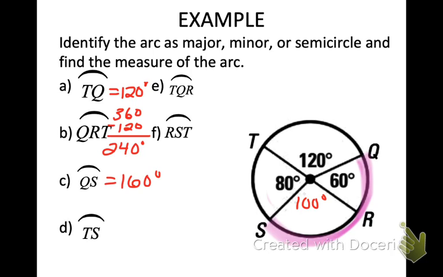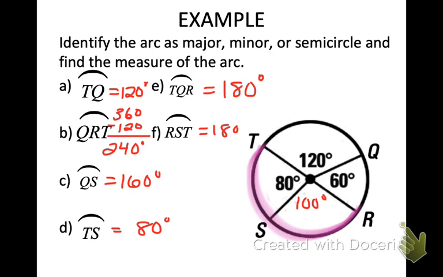Okay, T to S, what's that? 80, good. Now we have TQR, so start at T, go through Q, end at R would be how many degrees? 180, half a circle. And then RST is the same, 180. All right, so we did half this problem.